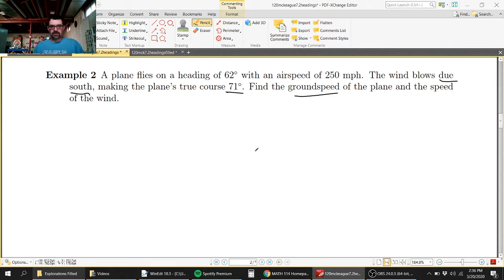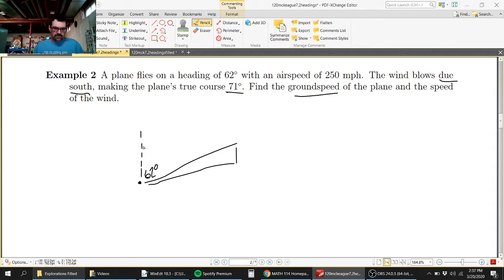So for this problem, we'll get the picture and then we'll see the work on the other page. The plane is flying on a heading of 62. Okay, so nice north line, 62 degrees, right around in there. Remember, face north, rotate clockwise until you're facing that direction. The wind blows due south, so we'll tack the wind vector onto the end of the plane vector. And the resulting direction is 71 degrees.